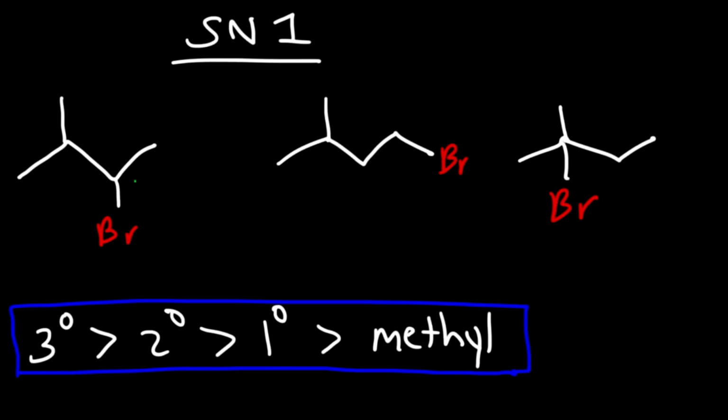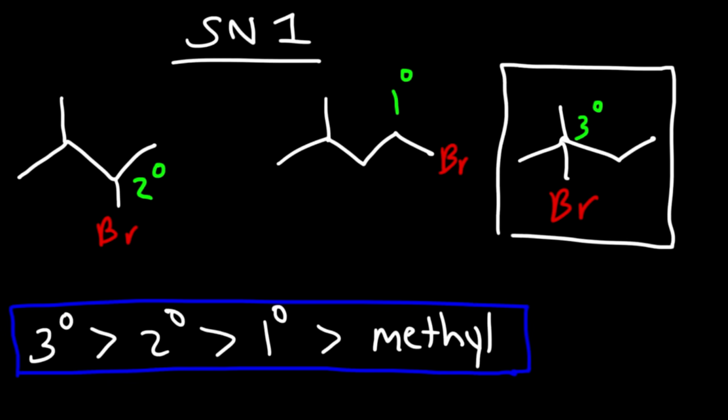So here we have a secondary alkyl halide, and on this side a primary alkyl halide, and the third one is a tertiary alkyl halide. Tertiary alkyl halides are the most reactive in an SN1 reaction, and that's what you need to keep in mind. So this one's going to be the best. Now let's consider another example.